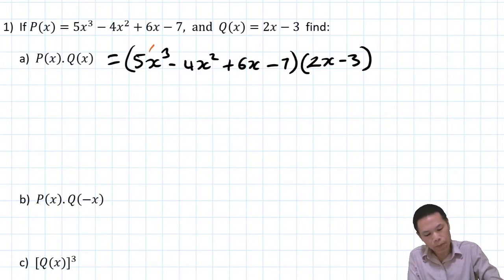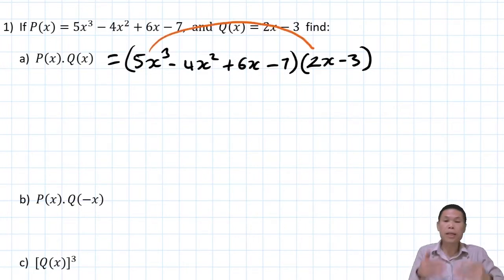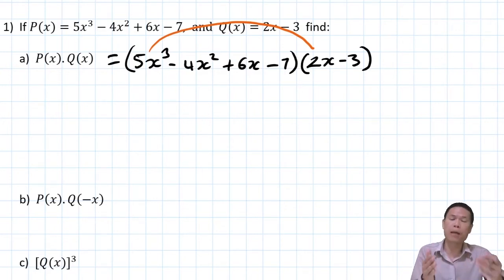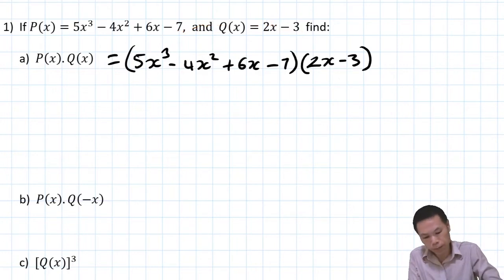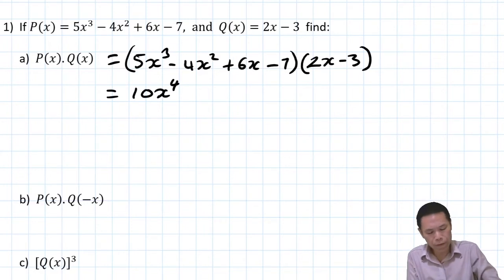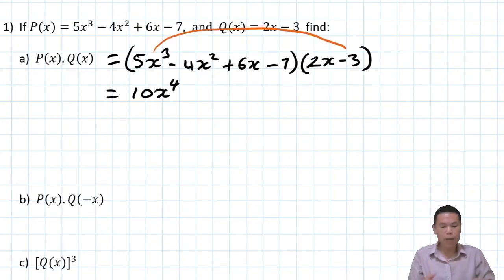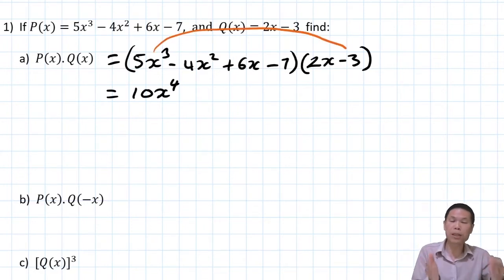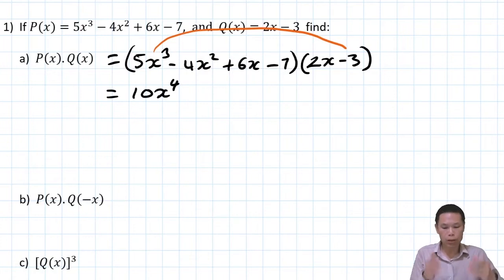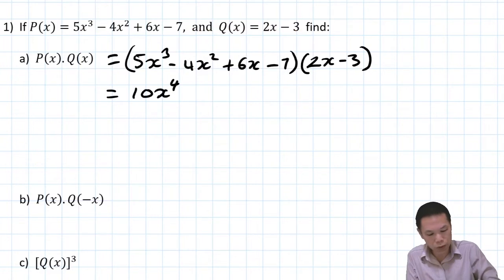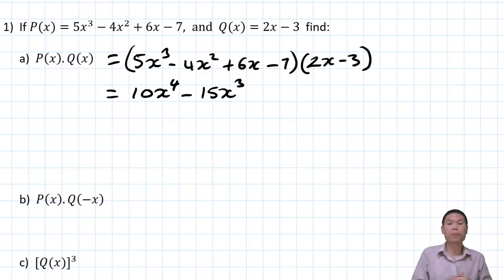So we have 5x to the power 3 times 2x. 5 times 2 is 10. x to the power 3 times x is x to the power 4. So 10x to the power 4. Then 5x to the power 3 times negative 3. So 5 times negative 3 is negative 15. So negative 15x to the power 3. So I just write minus 15x to the power 3.